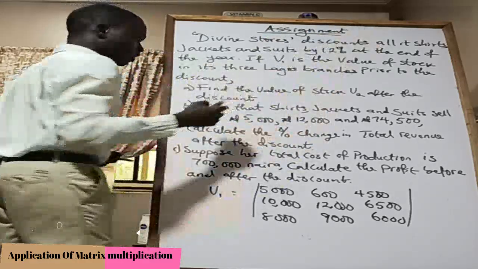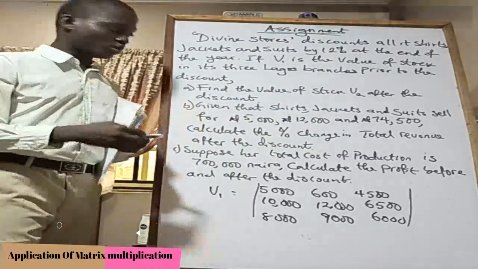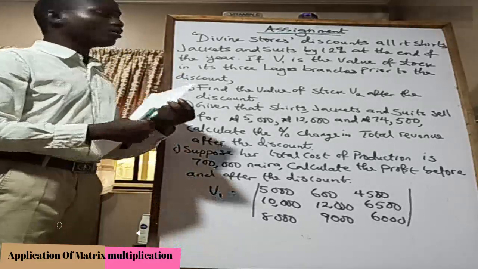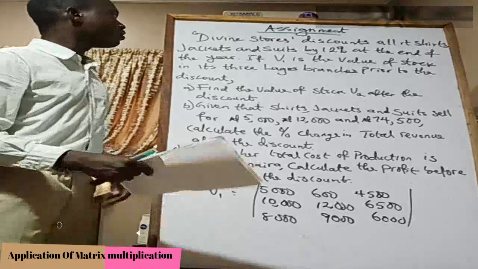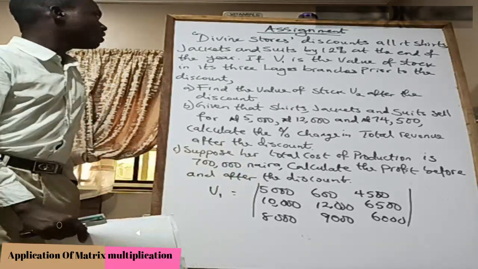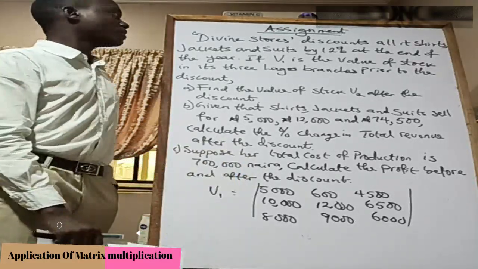Very creative. So I'm going to explain what I'm supposed to do a little bit. Divine Stores. Divine is one of our students at the present time. So Divine Stores discounts all its shirts, jackets, and suits by 12% at the end of the year.